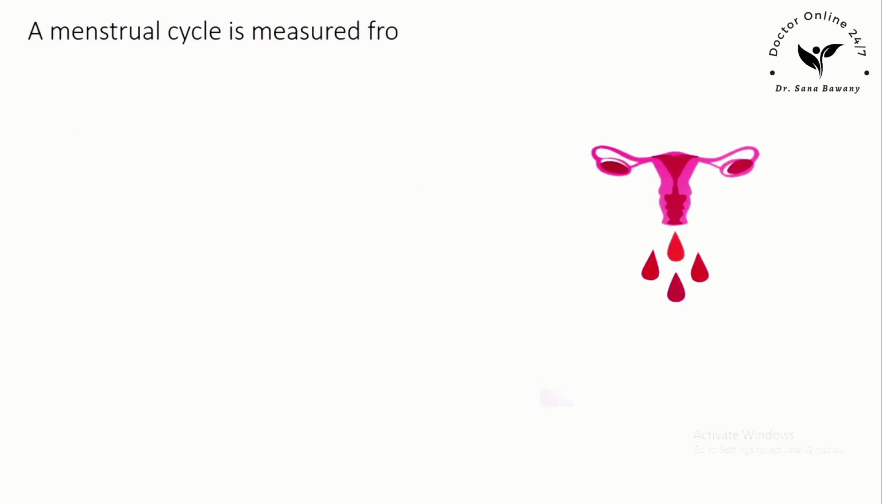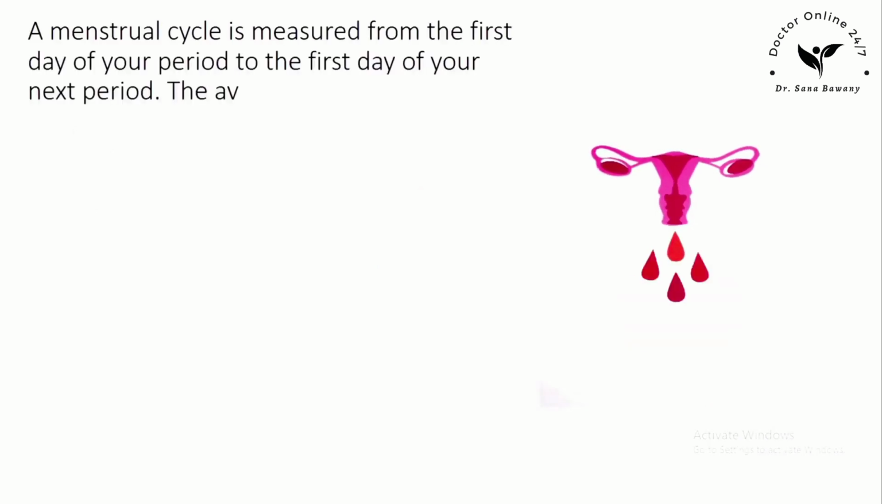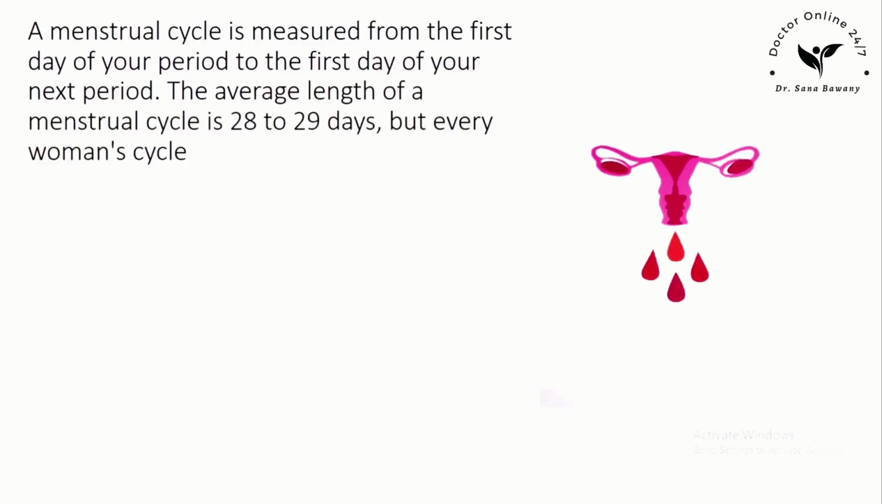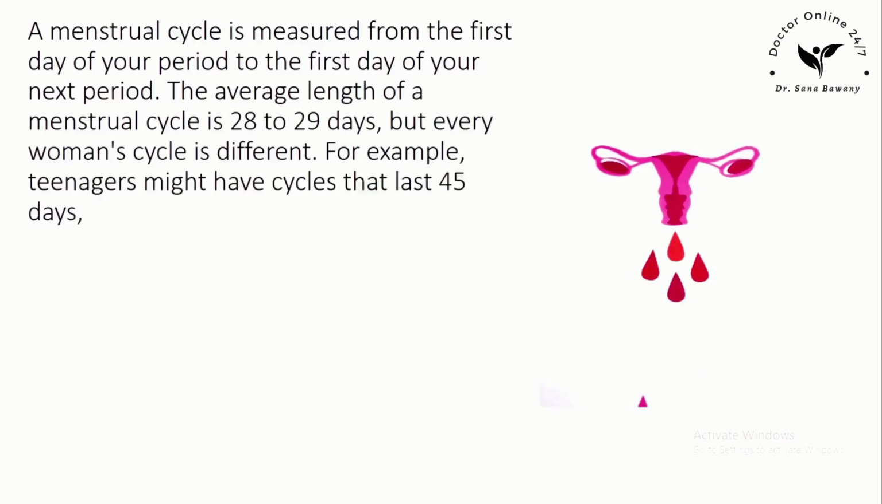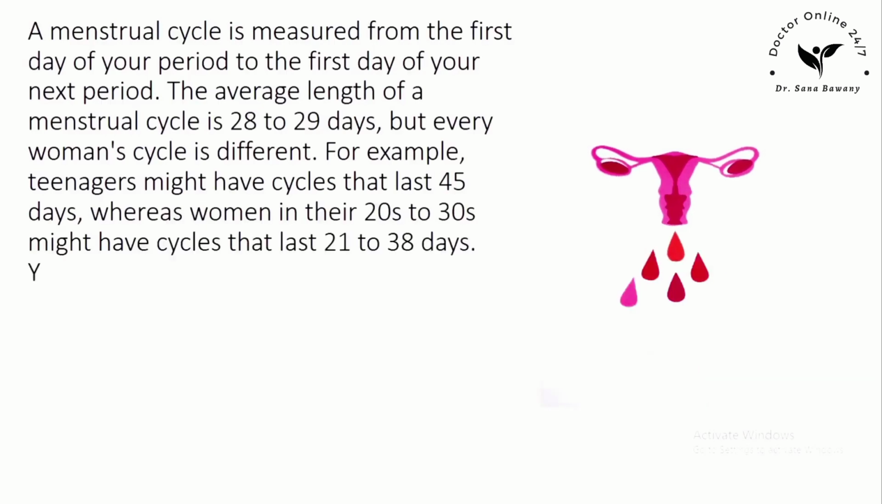A menstrual cycle is measured from the first day of your period to the first day of your next period. The average length of a menstrual cycle is 28 to 29 days, but every woman's cycle is different. For example, teenagers might have cycles that last 45 days, whereas women in their 20s to 30s might have cycles that last 21 to 38 days.